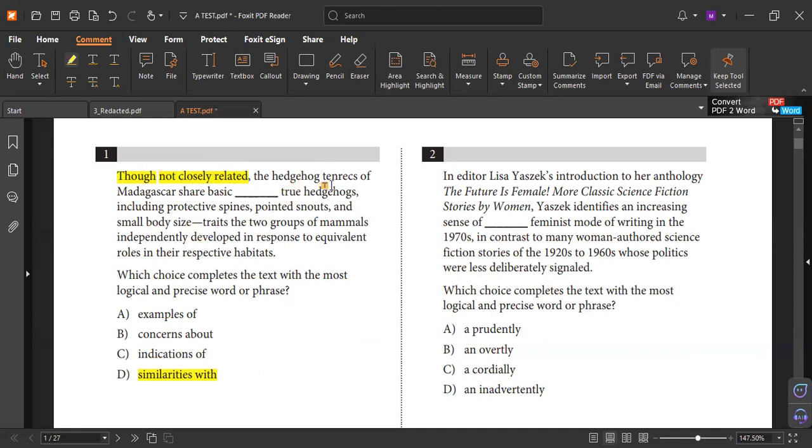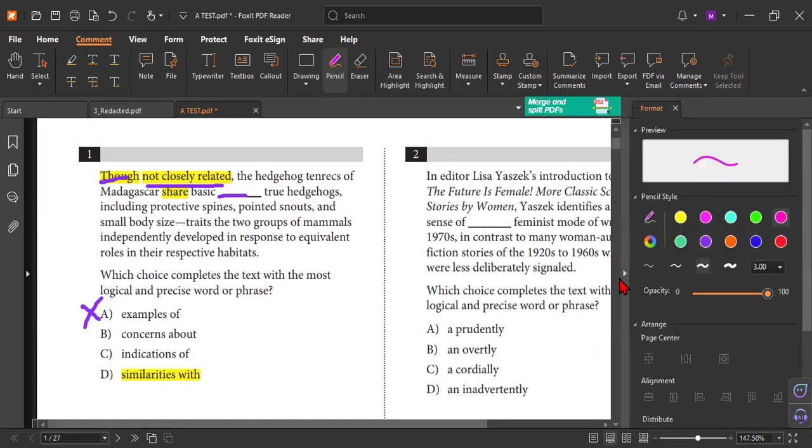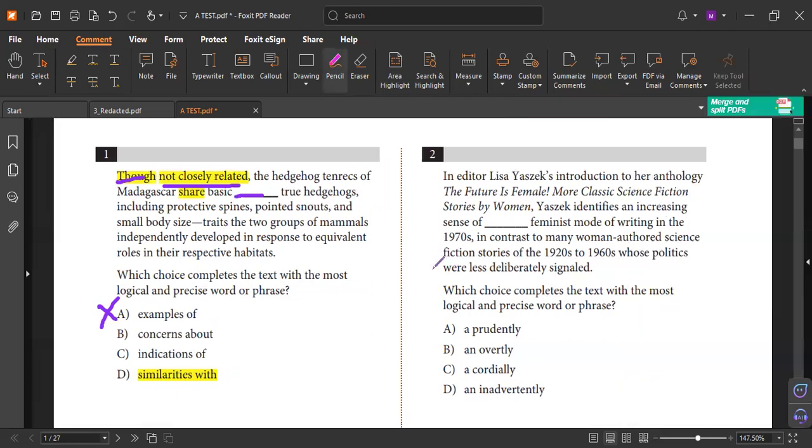So here, the hedgehog and Matsakar basic share what? Share similarities, because he mentioned here they are not similar, and we have "though," so they are similar. But that means we don't get examples. Imagine it. Yes, that means not A. Do they share concerns? We don't know. Let's continue. He said here, share something, including.